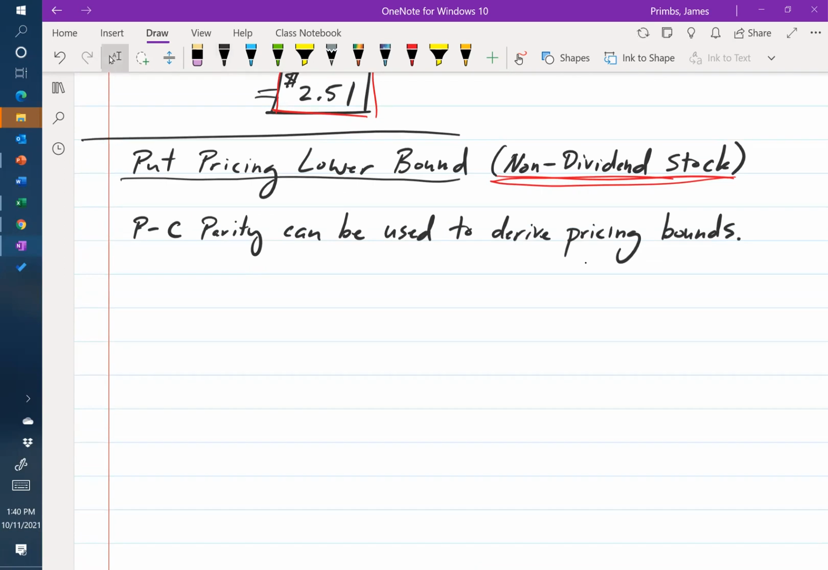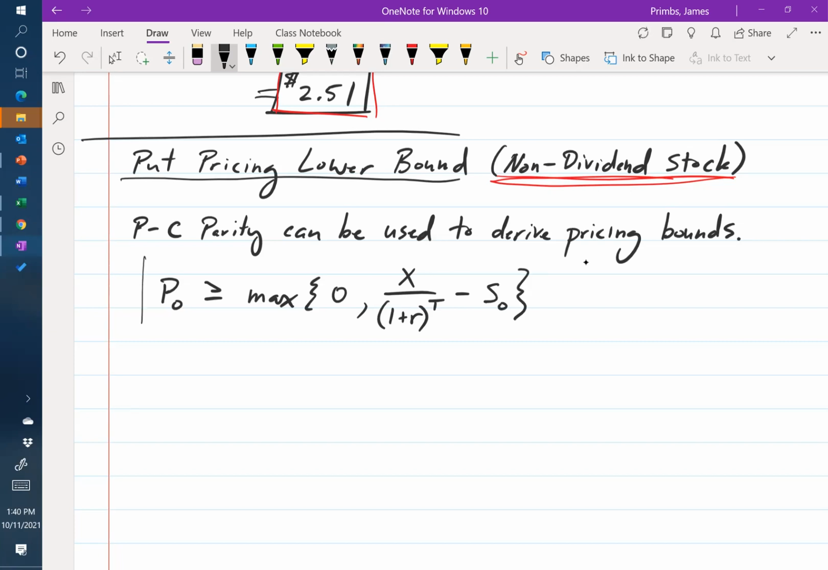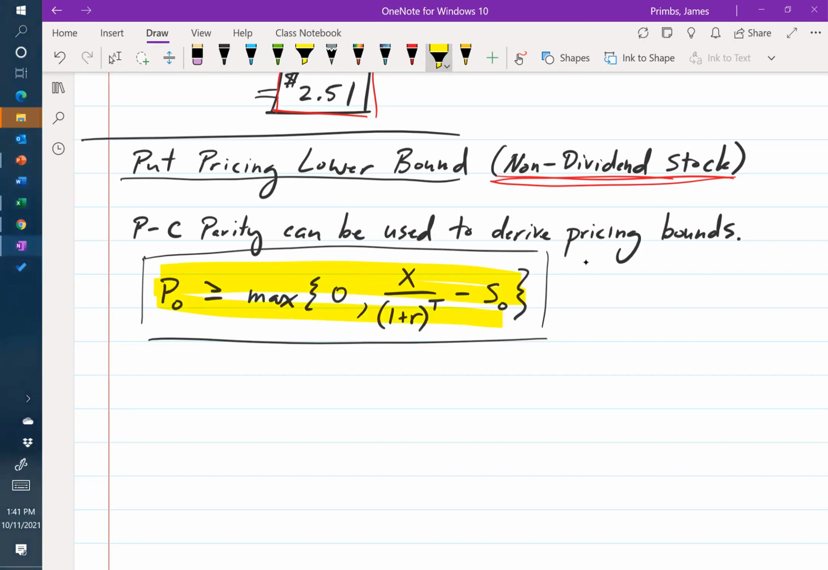Here's the first pricing bound, okay? So it says the value of a put must be greater than or equal to the maximum of the following two things: 0 or the strike price discounted minus the stock price. Let's highlight this. Let's put a star by this.